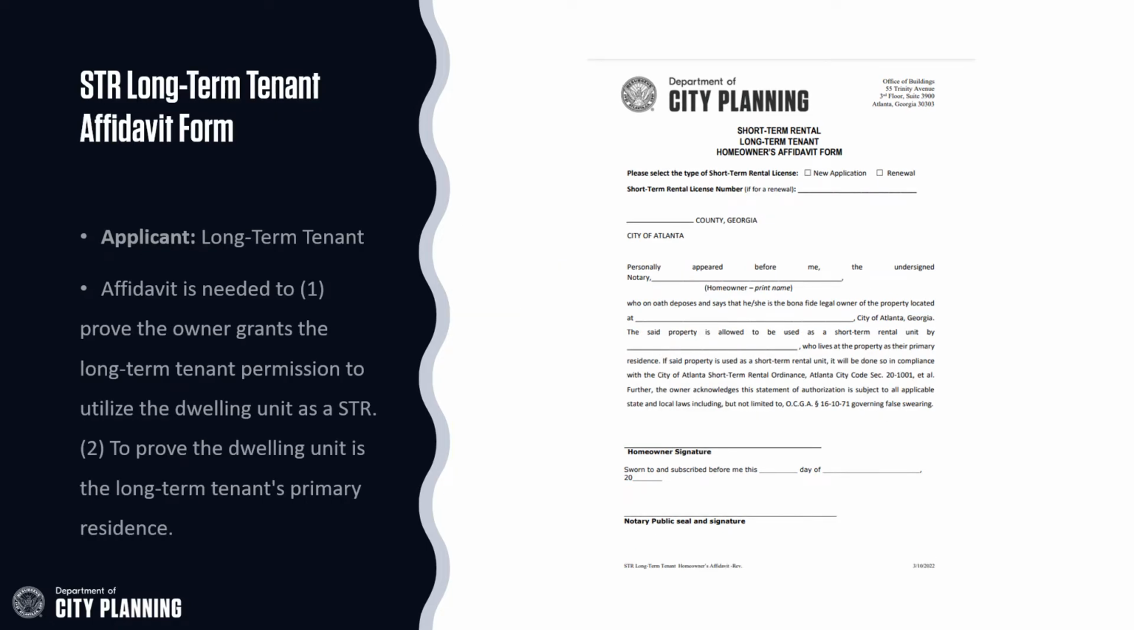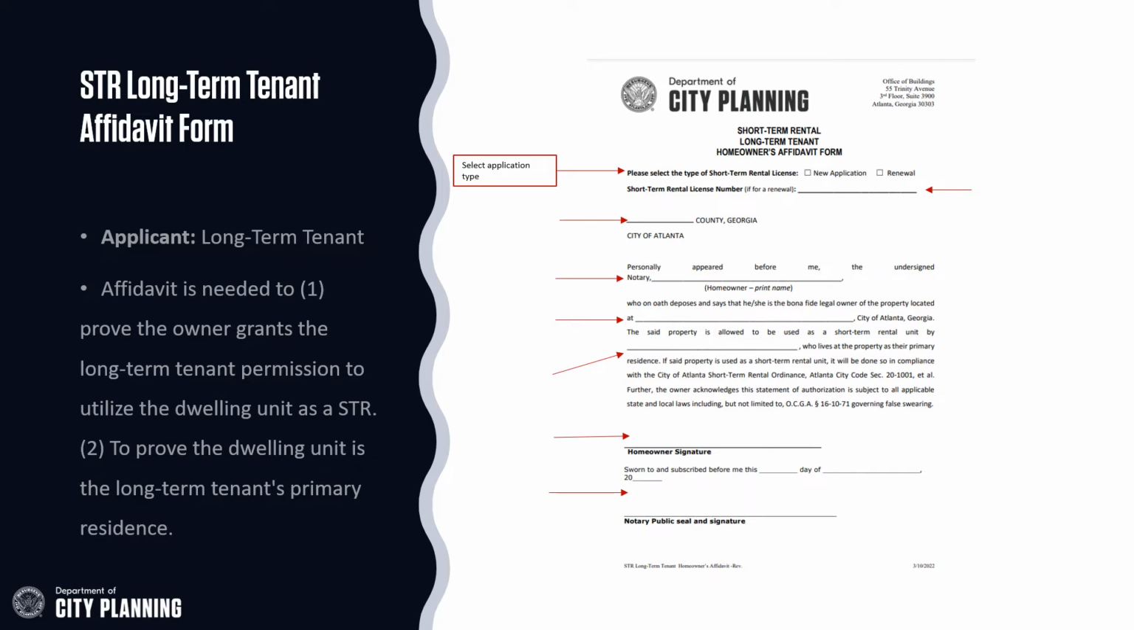STR Long-Term Tenant Affidavit Form. This affidavit is needed when the applicant is the long-term tenant. Affidavit is needed to 1. Prove the owner grants the long-term tenant permission to utilize the dwelling unit as a STR. 2. To prove the dwelling unit is a long-term tenant's primary residence. Let's fill out the application.